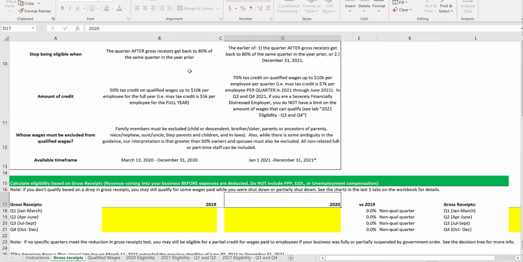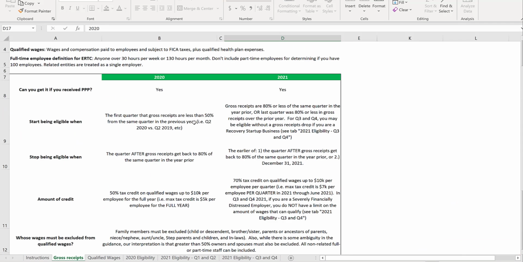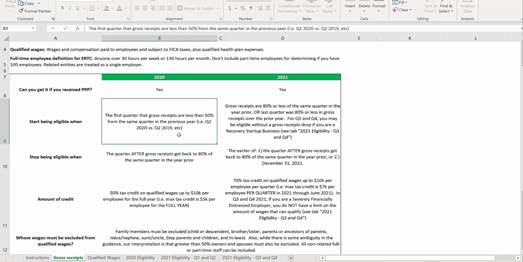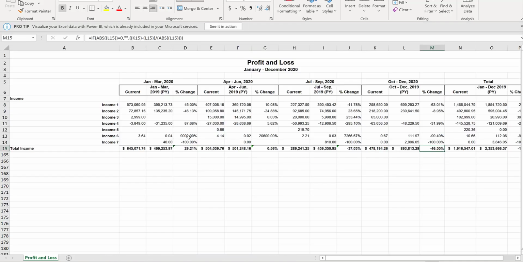So what we're really looking for here is a gross receipts decline of 50% or more in 2020. So we need to compare one quarter in 2020 to the same quarter in 2019 and see if there's a 50% or more loss. So when we look at the P&L of this client, I don't even really need to type in the numbers into Jamie's spreadsheet because I've got my answers right here.